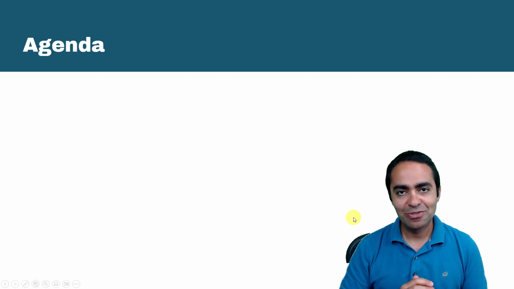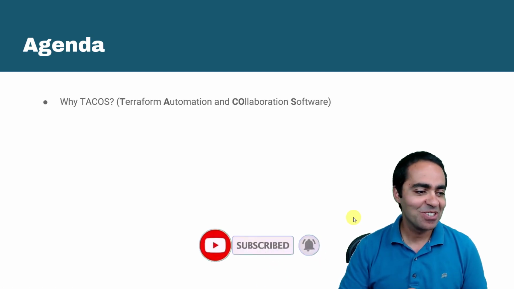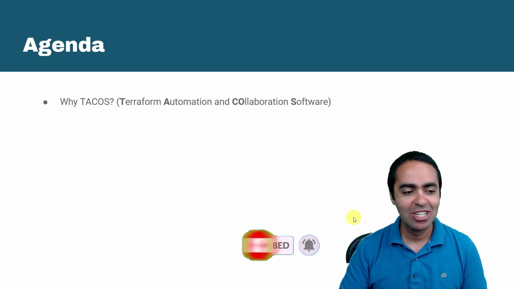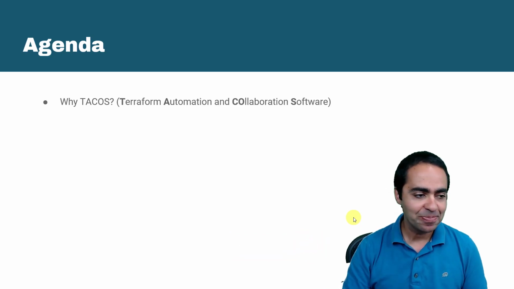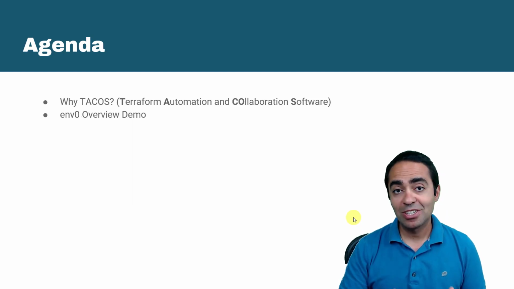Okay, so the agenda for today: we are going to look at TACOS. TACOS stands for Terraform Automation and Collaboration Software. So we're going to see why use TACOS over regular open source Terraform. Then we're going to take a look at env0 with a demo.